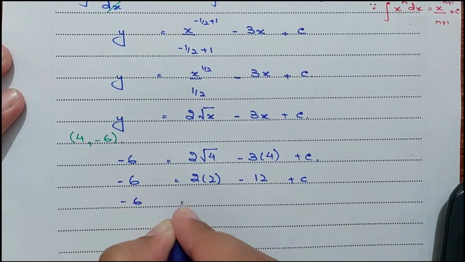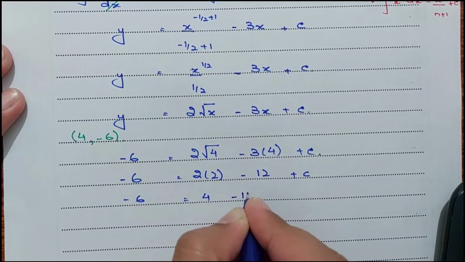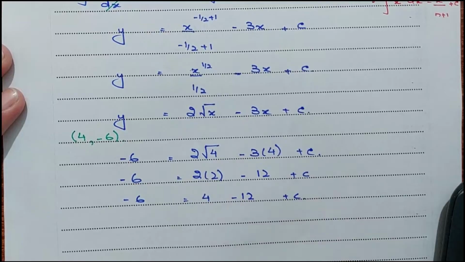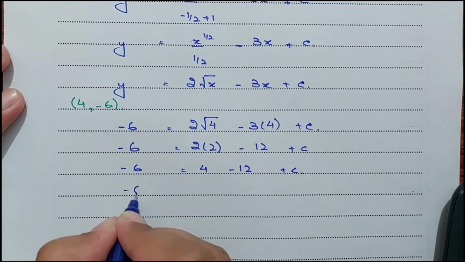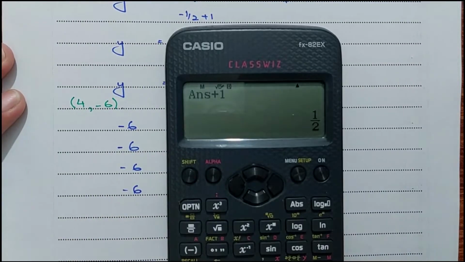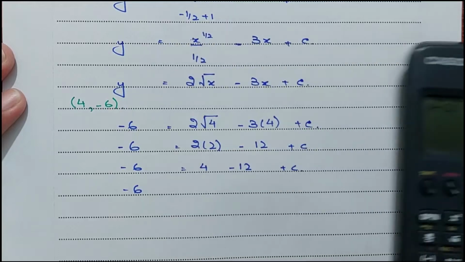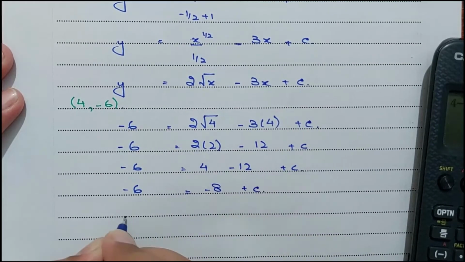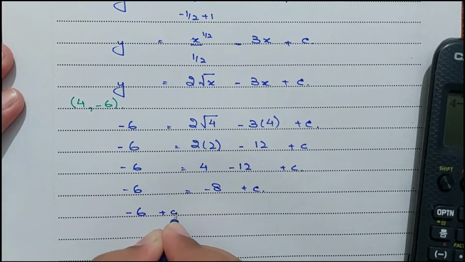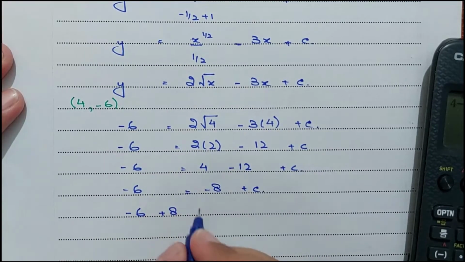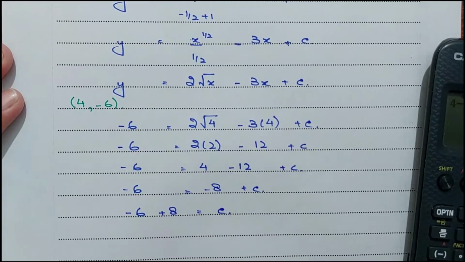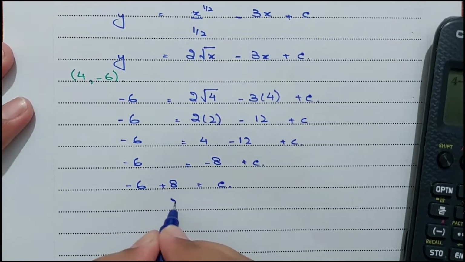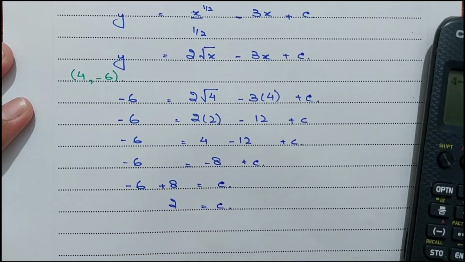So minus 6 equals 4 minus 12 plus c. From 4 take away 12 is negative 8, so negative 8 plus the constant of integration. Now minus 6 and plus 8, shifting the 8 to the other side, it becomes positive, and this equals c. From 8 take away 6, this is just 2, so 2 is the value of the constant of integration.